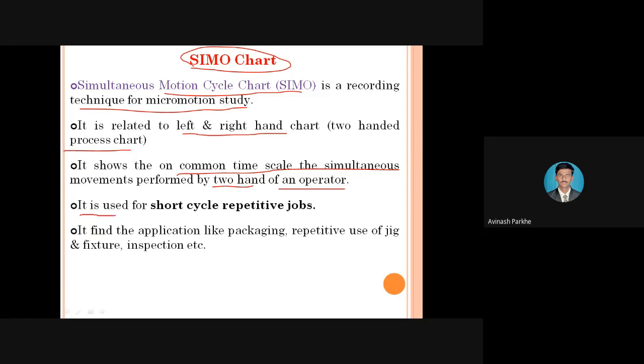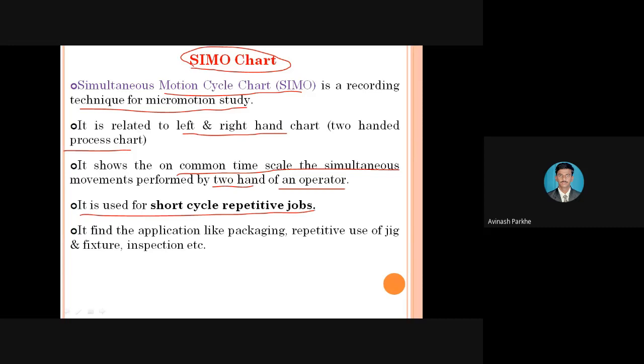And this Simo chart is used for short cycles and repetitive jobs. This line is very important. Short cycle means your work can be completed in minimum time, maybe 10 minutes, 15 minutes, maximum up to 30 minutes. That means your raw material is converted into finished goods within the short cycle.